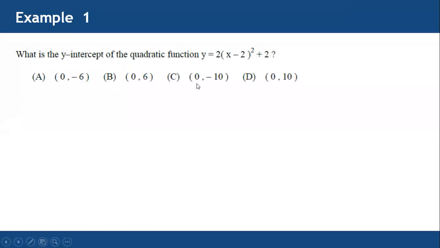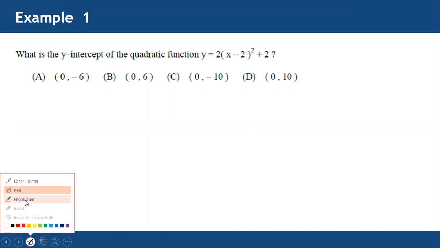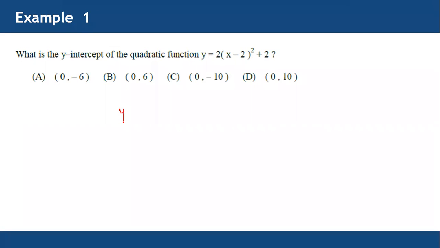Okay, so first one, we have the function y is equal to 2 into (x minus 2) whole square plus 2. Who will tell me about the y-intercept? What is the y-intercept? The function is given, y is equal to 2 into (x minus 2) whole square plus 2. This one is from your previous class.